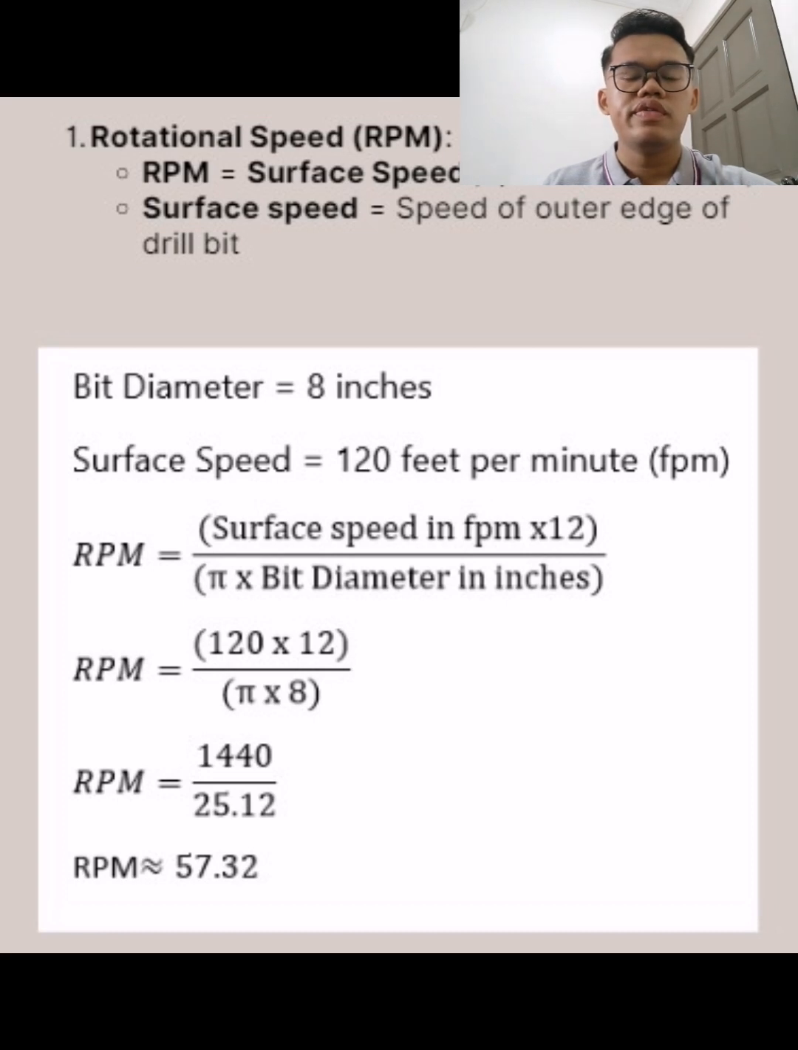So we need to convert feet to inches, and that's why here we will times it with 12 because 1 foot is equal to 12 inches. Then the RPM value that we will get is 57.32.